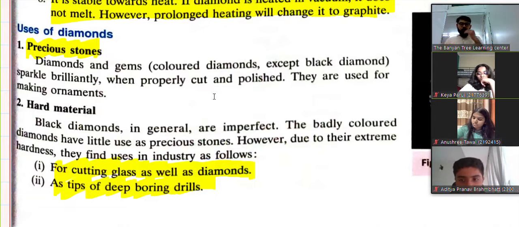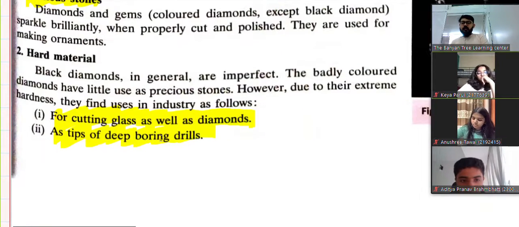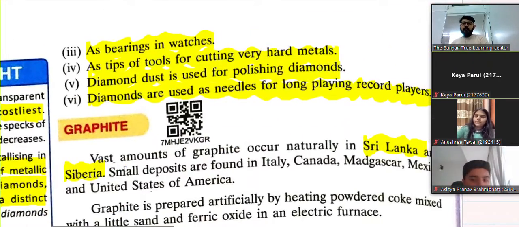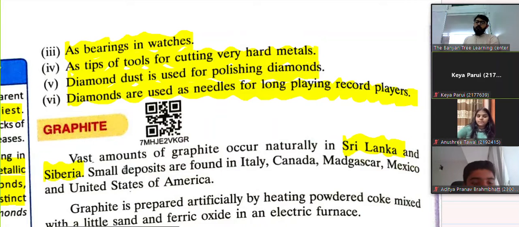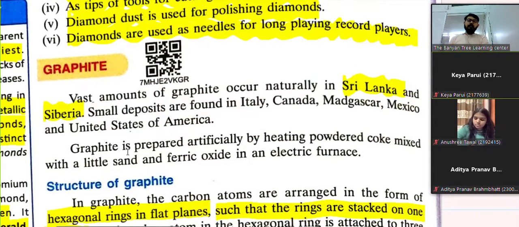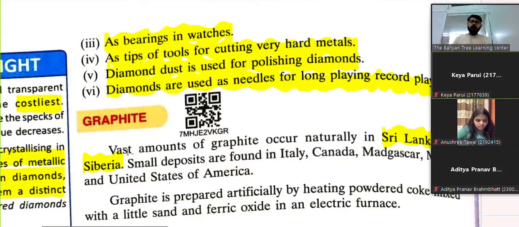However, due to their extreme hardness, they find use in industry for cutting glass as well as cutting other diamonds, as tips of deep boring drills, as bearings in watches, as tips of tools for cutting very hard metals. Diamond dust is used for polishing diamonds. Diamonds are used as needles for long playing record players, and so on.